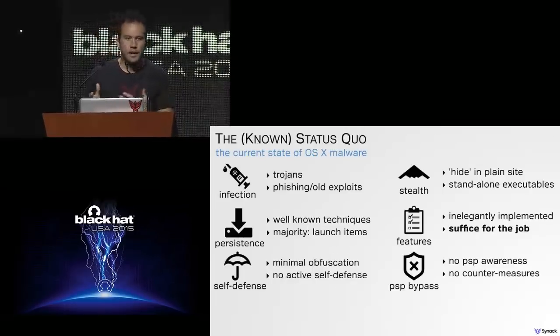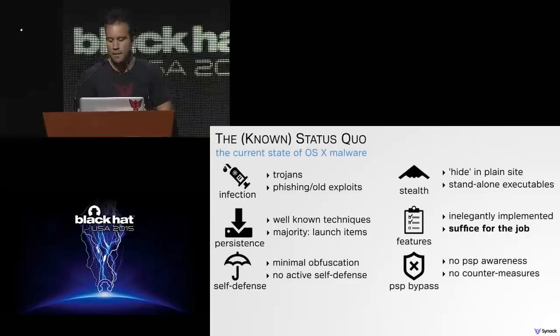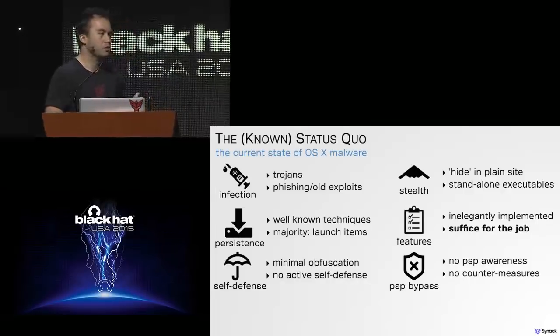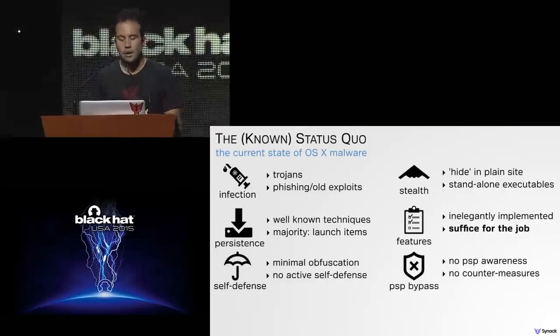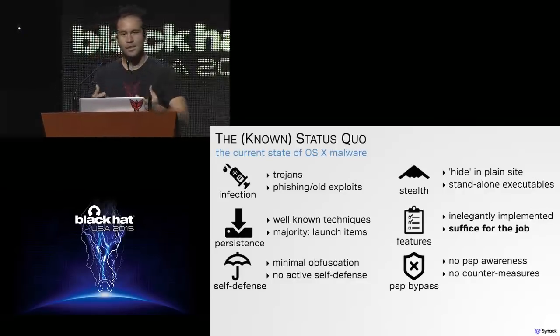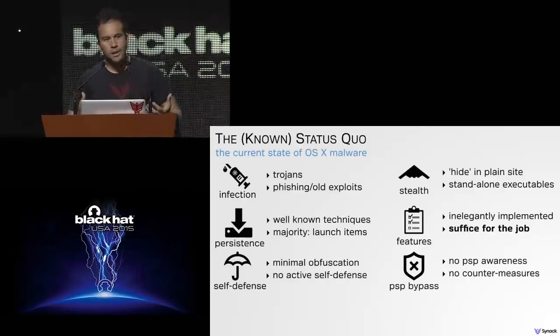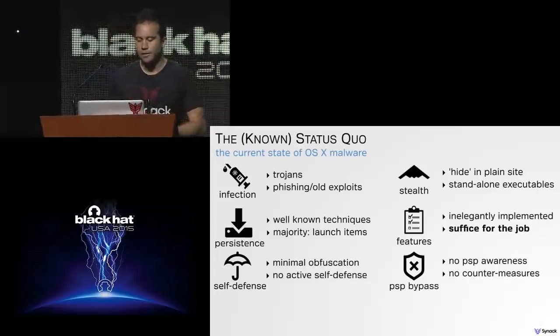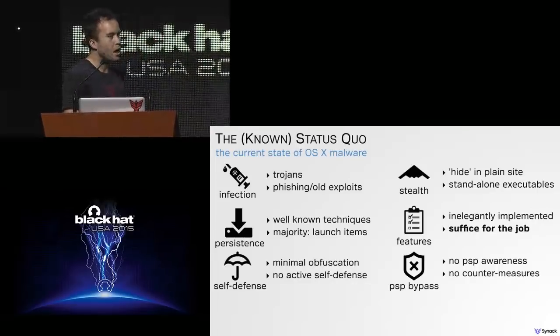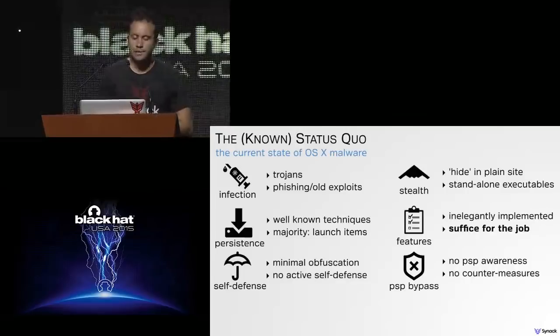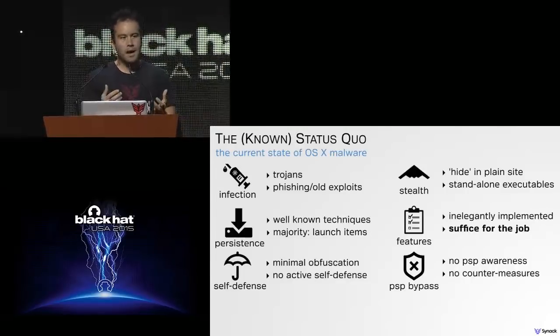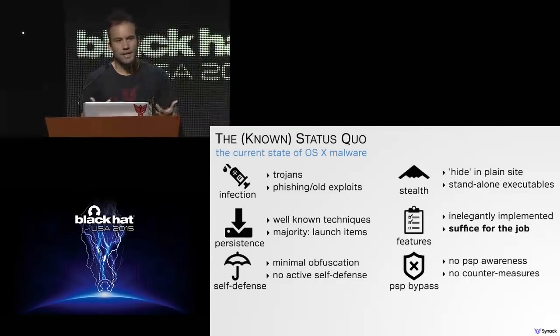So after looking at these cutting edge or these most recent OS X malware samples, we can draw some conclusions and make some generalizations. So in terms of infection, we can see that most use Trojans. They require user interaction. Some do use phishing, but the exploits they deliver are kind of older or already patched. So security conscious users, people who keep their computers updated and don't click on random emails, are probably going to be fine. In terms of persistence, all use very well-known techniques, the majority being launch items. This makes the malware really easy to uncover, detect, and prevent.